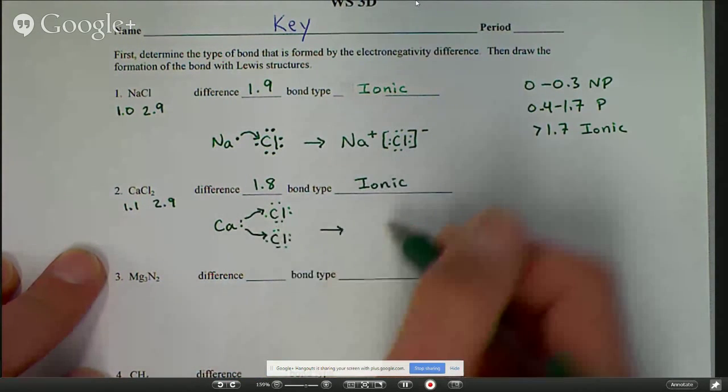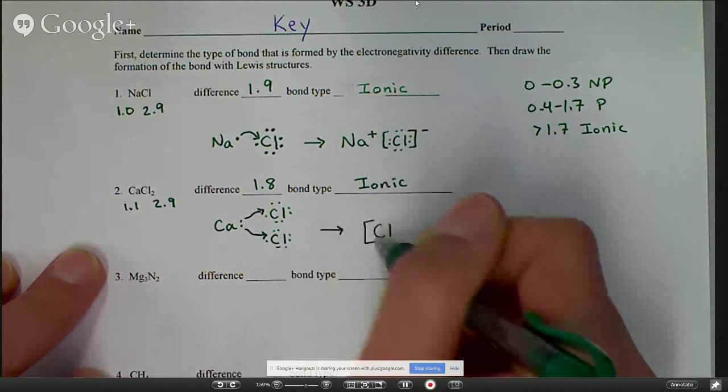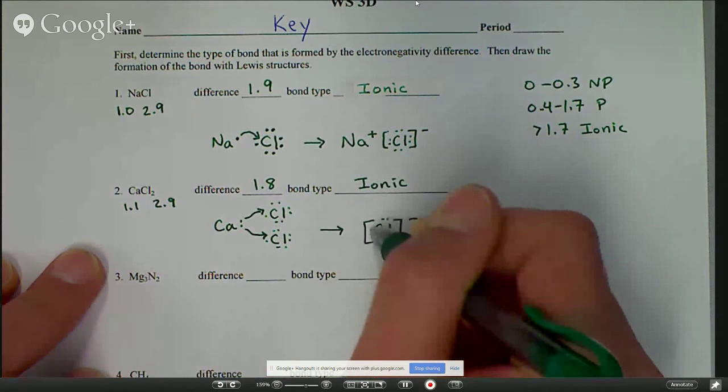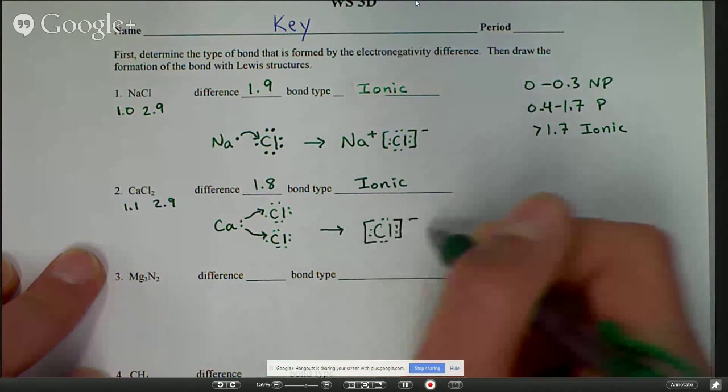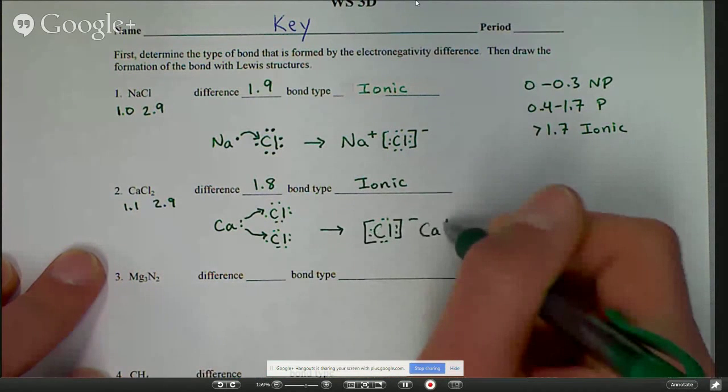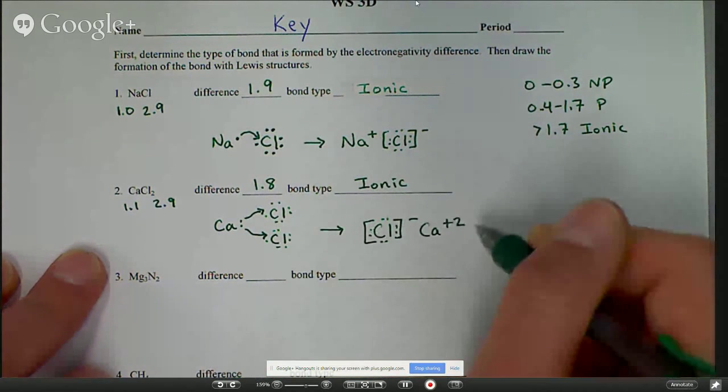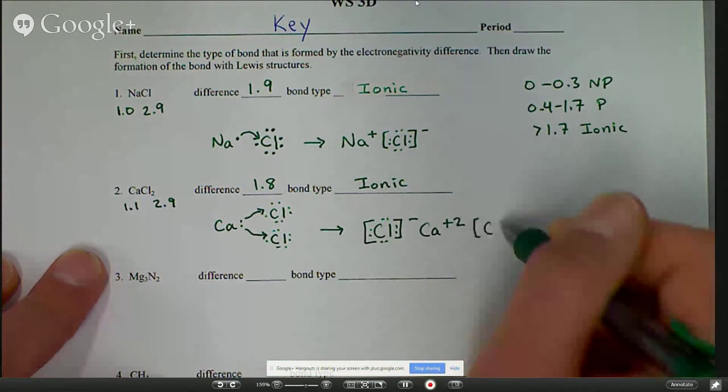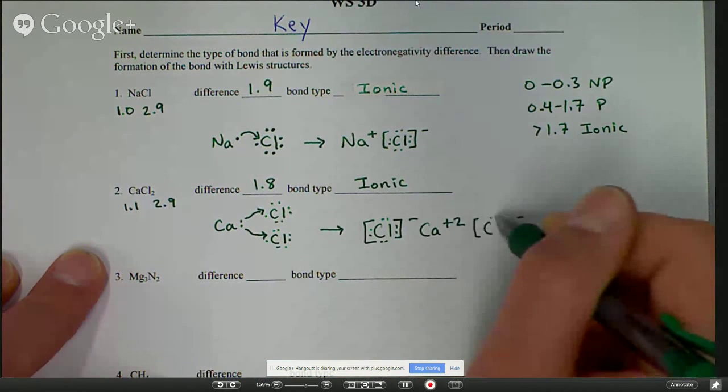In the result, we have 2 chlorines. Each has filled its octet to have a negative charge now. Calcium loses 2 electrons, making it +2. And then we have our other chlorine ion, or chloride ion, over here.